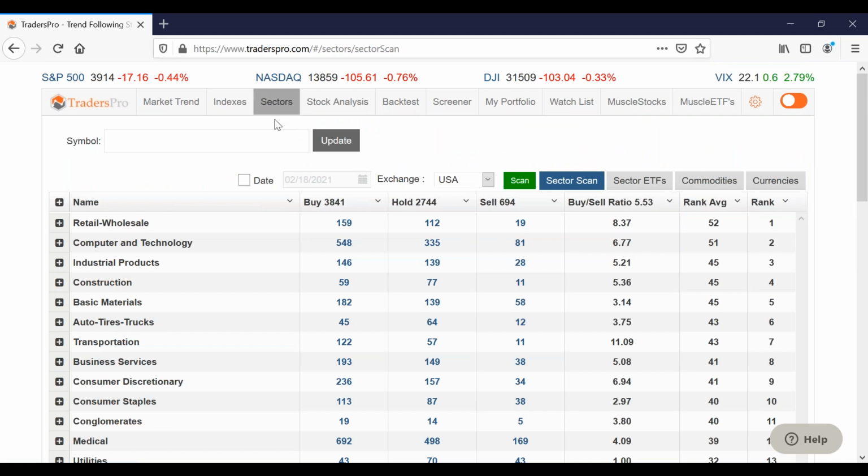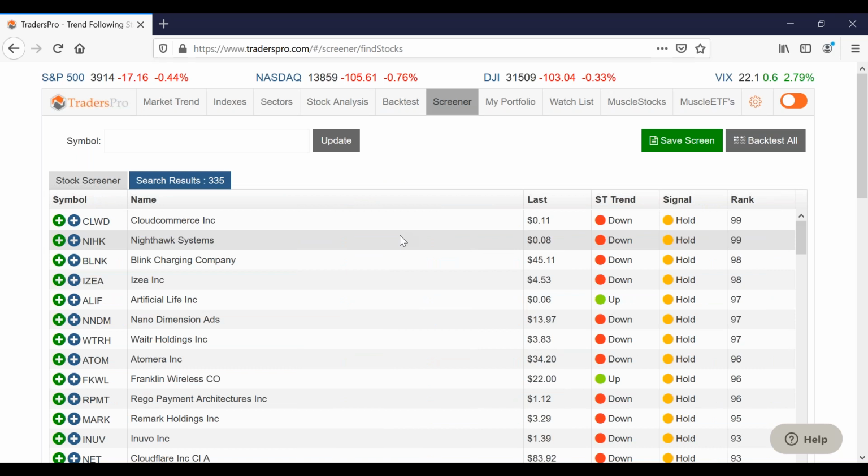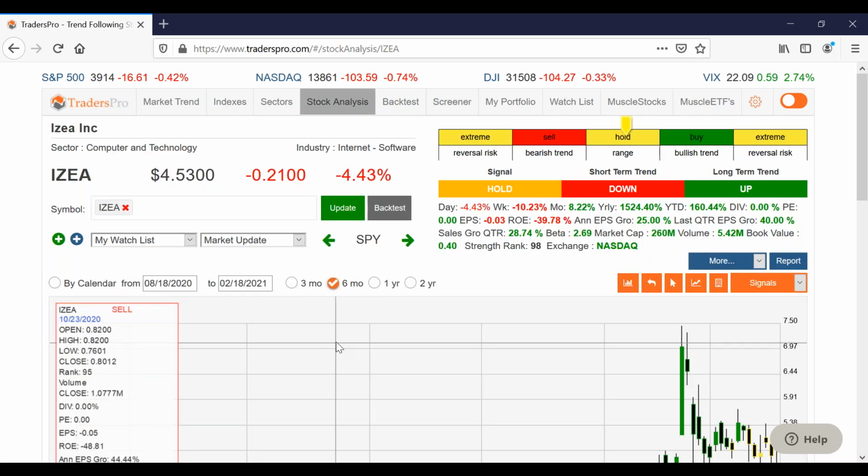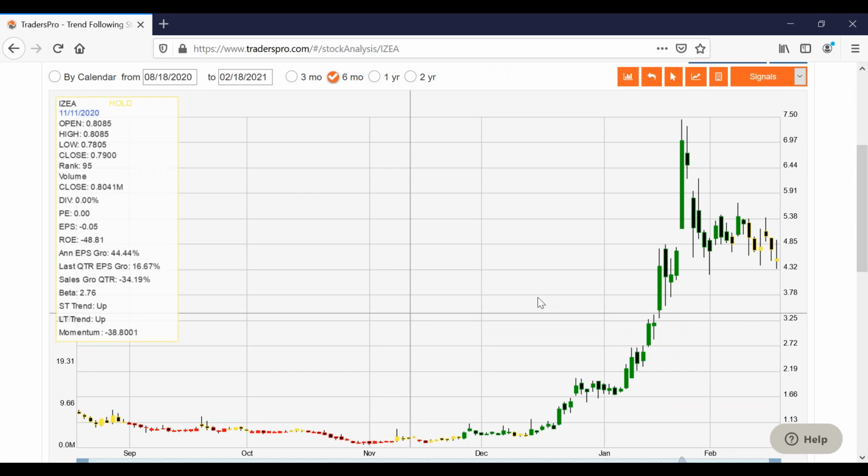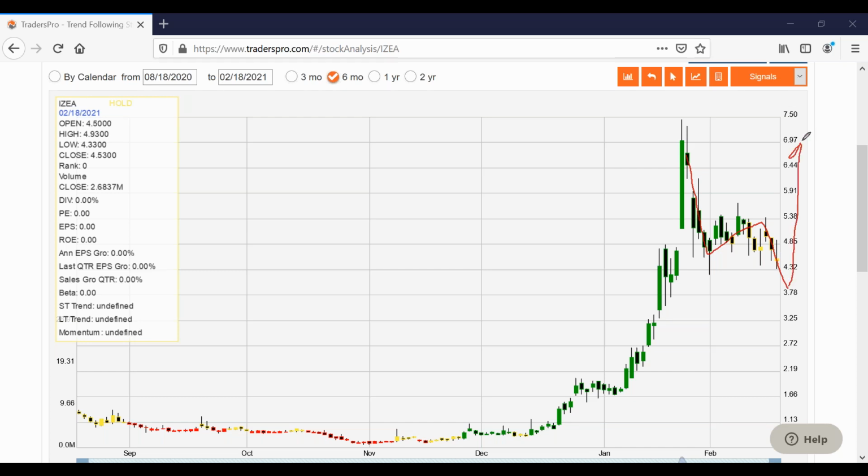All right, let's go into computer and technology. And look at this, IZEA, 98 strength rank. Now, we brought this one up before, and remember I talked about this, and I said I like the pattern overall, but I felt like it could still drop a little bit further. This kind of looked like wave A, wave B, and we get wave C coming down here a little bit before it takes off. And you can see that it's starting to drop a little bit here, although it's barely higher than where it opened.